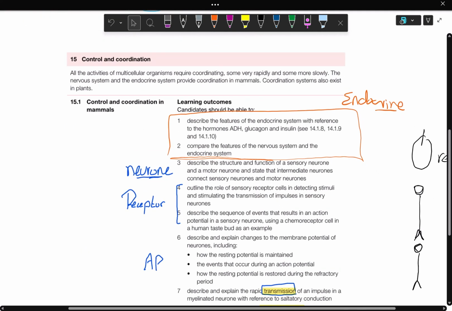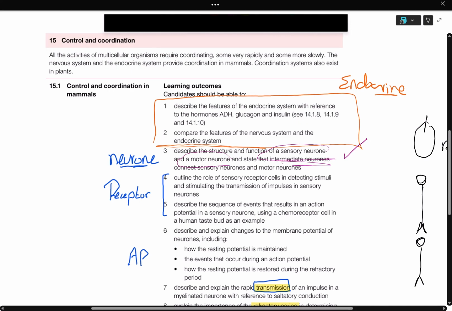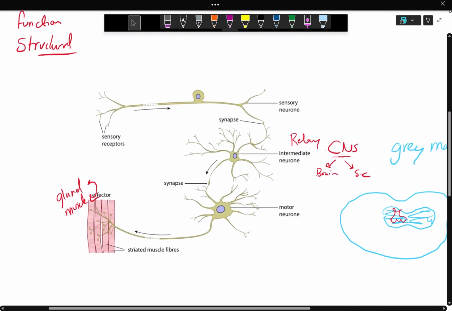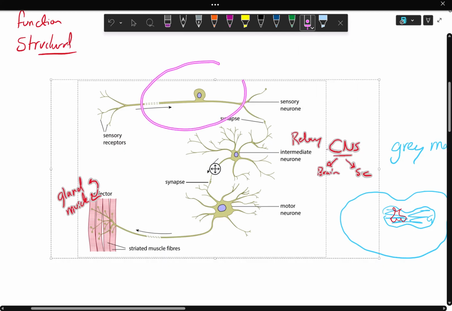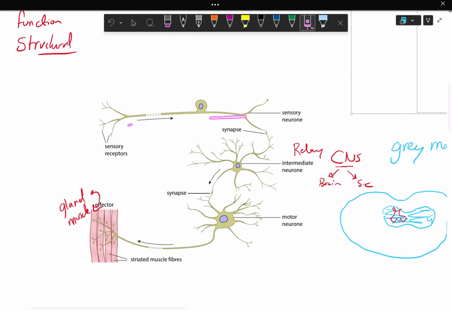The first part in the spec is: describe the structure and function of the sensory neurons, the motor neurons, and the intermediate neurons. We're going to skip this one first because there's a question coming on it, but just so you know, this is a whole reflex arc. This is the sensory neuron, and it has a specific shape where the cell body is in the middle, and it has a shorter axon and a dendron. The sensory neuron has the sensory receptors as its start. Here is where all the magic happens. Here is where the receptors detect your stimulus.